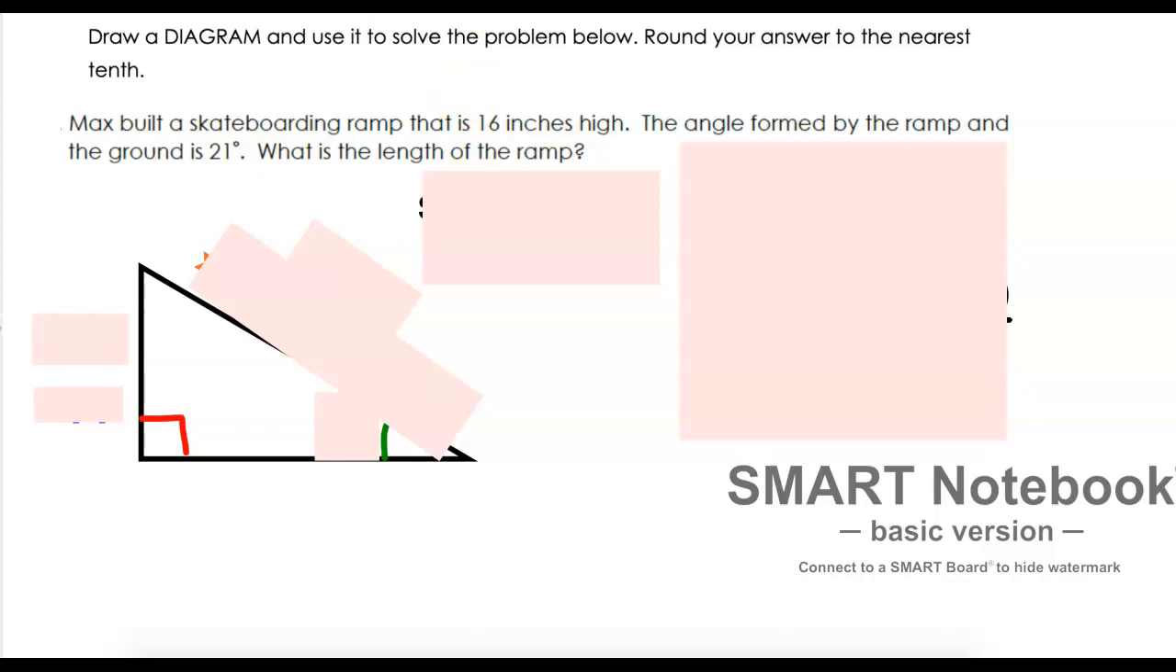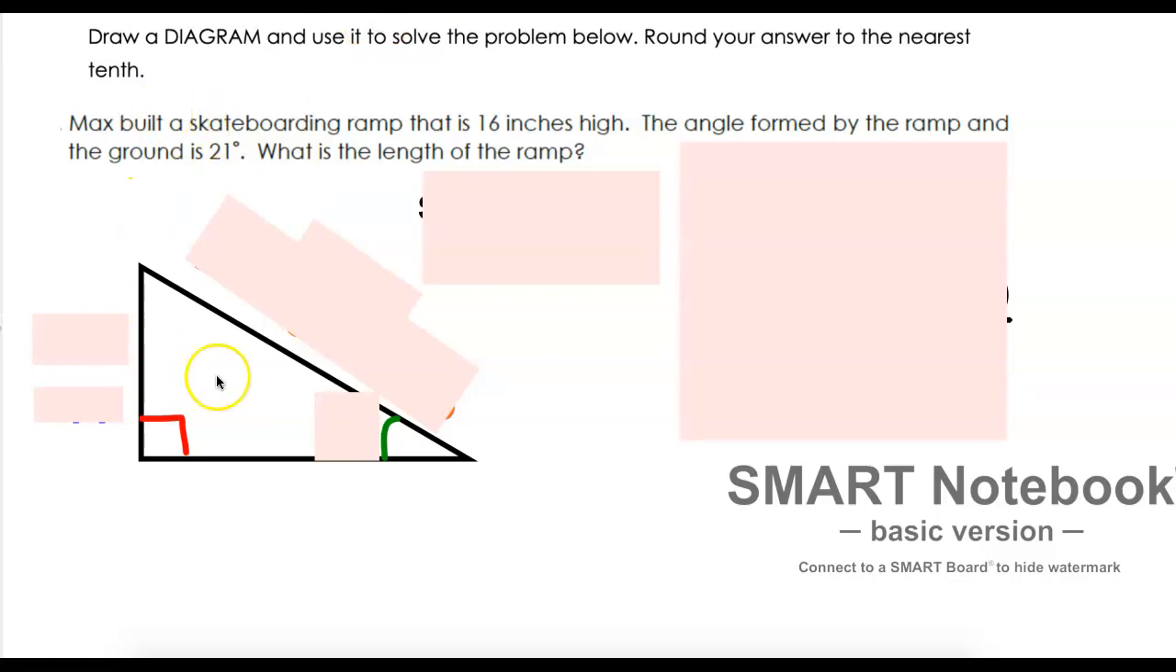So, Max built a skateboarding ramp that is 16 inches high. The angle formed by the ramp and the ground is 21 degrees. What is the length of the ramp? So first thing we need to do is we need to draw a picture.